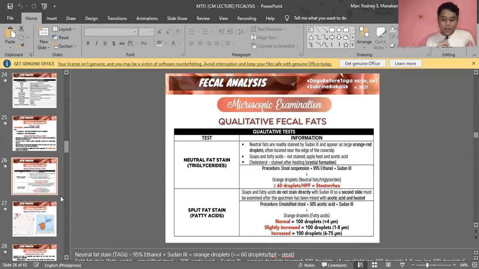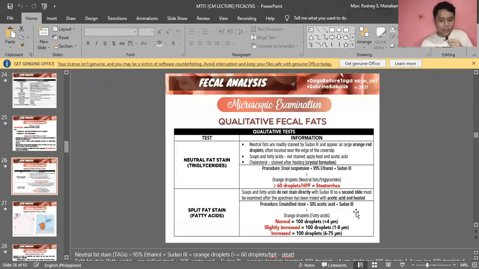So what we use here are, of course, the Sudan 3 or Sudan 4, those oil red O. Again, these fat globules will appear as orange-red droplets located near the edge of the cover slip. Now, the soaps, fatty acids, and cholesterol will not be immediately stained by these stains, all right? So therefore, we have to perform a second procedure, which is the split fat stain. Okay, so that's another slide. But first, we'll talk about the neutral fat stain.